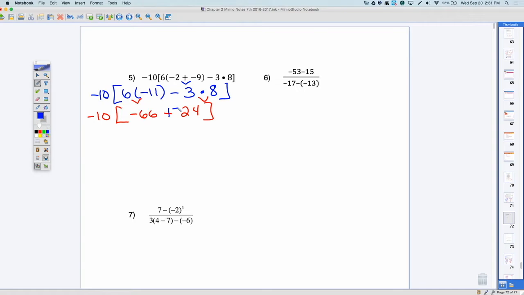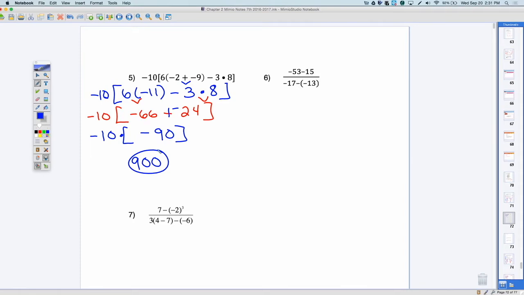All right, inside our bracket, we have a subtraction. We're going to change it to adding the opposite. Bring down everything. Negative 66 plus negative 24 gives you negative 90. And then our last step is multiplication. So it is negative 10 times a negative 90 to give you a positive 900.